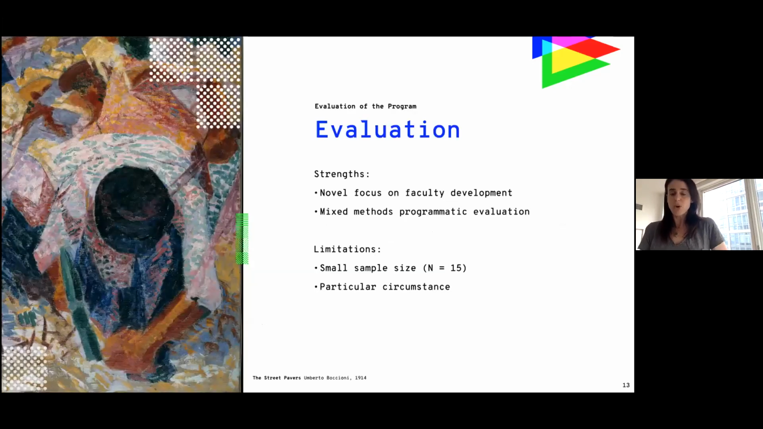So looking at the program, from what I've seen, it was a novel focus on faculty development. We did a mixed methods evaluation. The limitations were that it is a small sample size, and we do admittedly have a very unique circumstance where we have a visual arts educator and this clinical scholars program with people who are very interested in becoming expert clinicians and teachers.